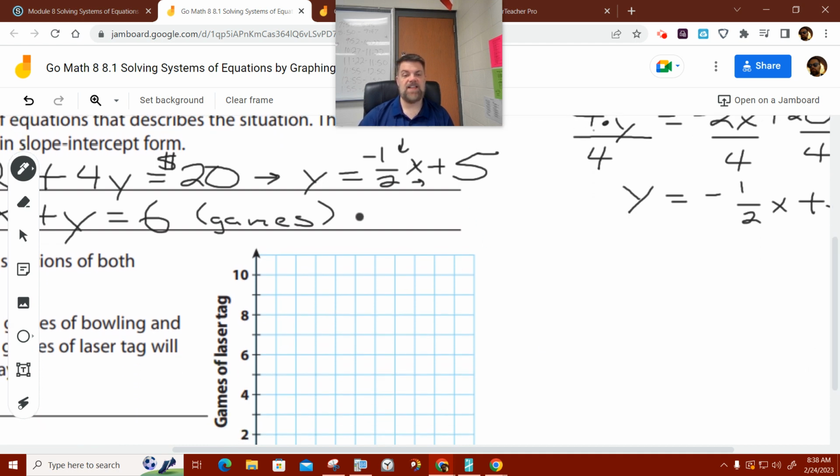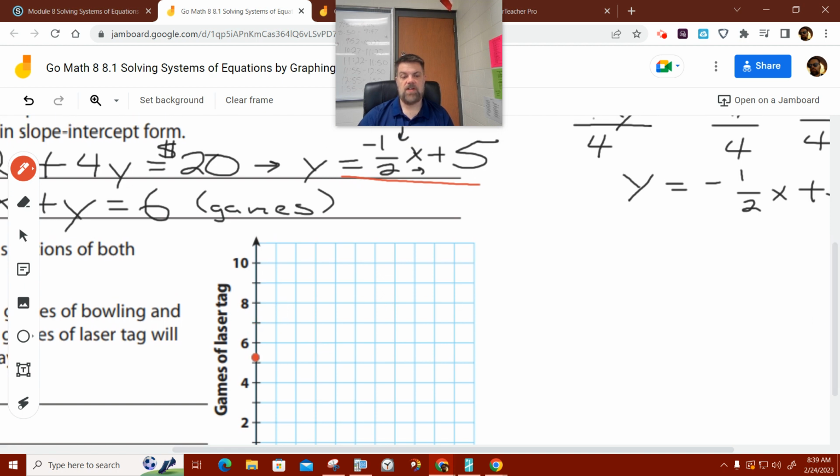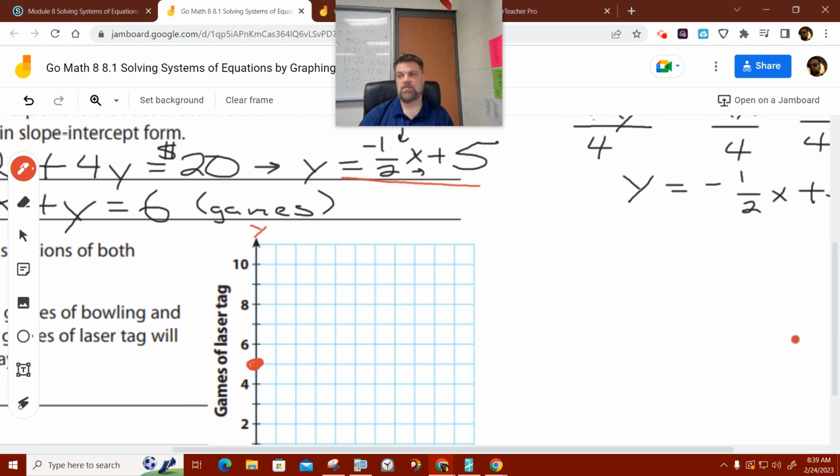To graph that line, and I'll circle this in red, I go to the y-intercept first. What's the y-intercept for that graph? 5. So I'm going to come right here. This is the y-axis, right? And right at 5, I'm going to put a dot. Now my slope is what? -1 over 2. So that means I'm going to go down from here, down 1 over 2.